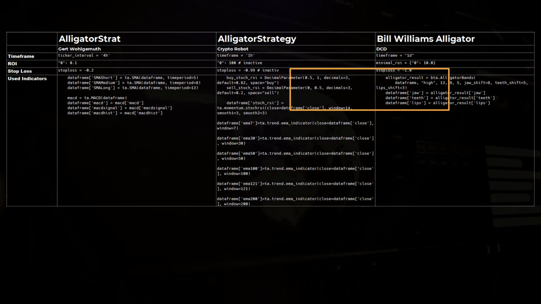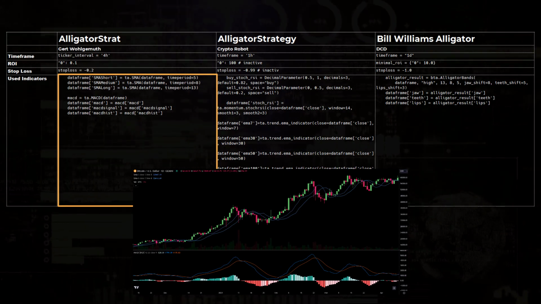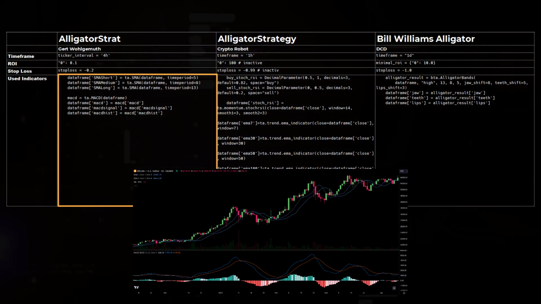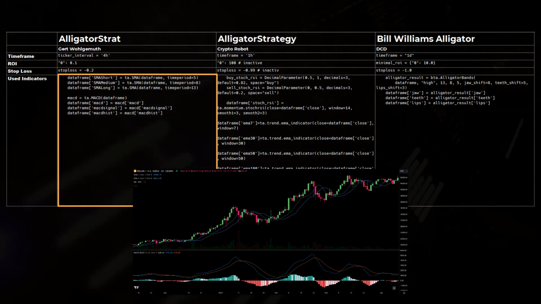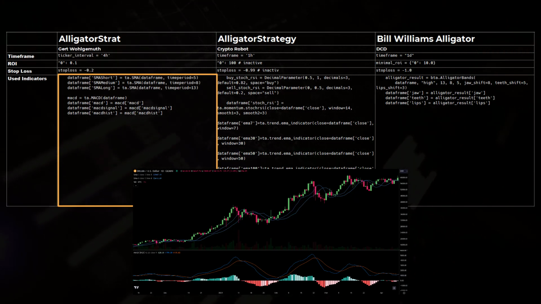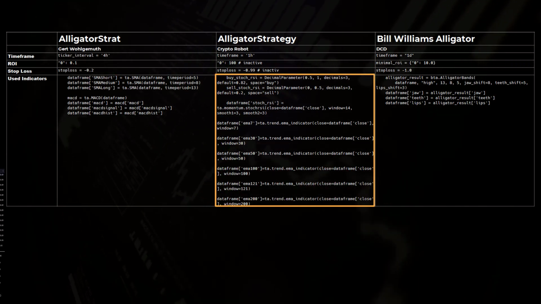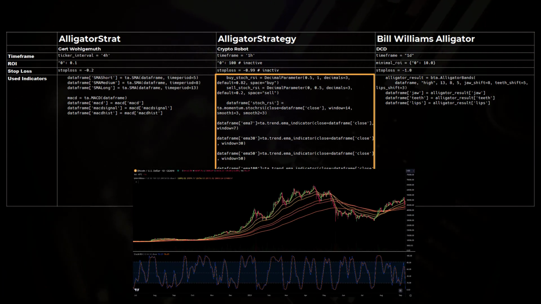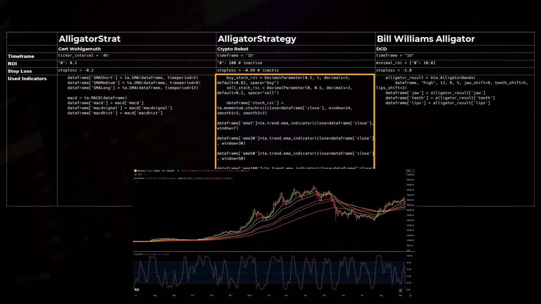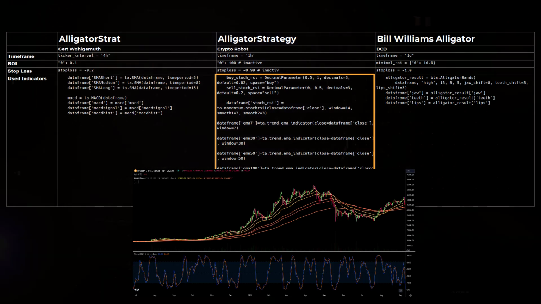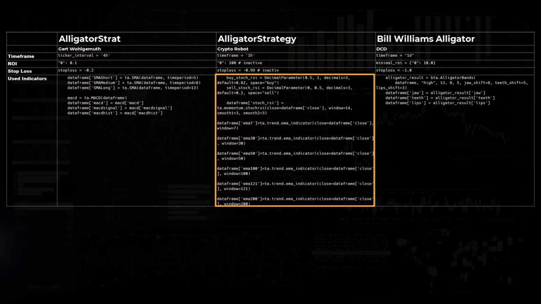Now as for the used indicators, the alligator strat has a data frame which consists of 3 SMAs with time periods of 5, 8 and 13. And it also uses the MACD. The CryptoRobot's alligator strategy uses the stochastic RSI and also a data frame which consists of multiple exponential moving averages: the 7, 30, 50, 100, 121 and the 200 EMA.